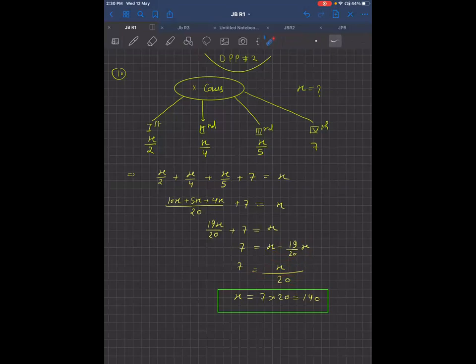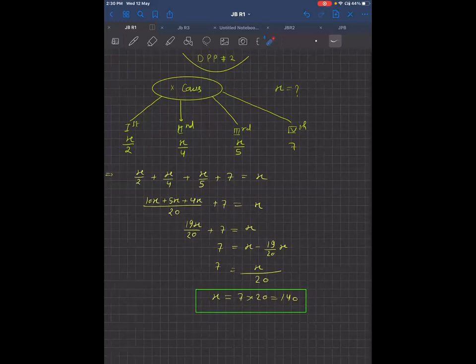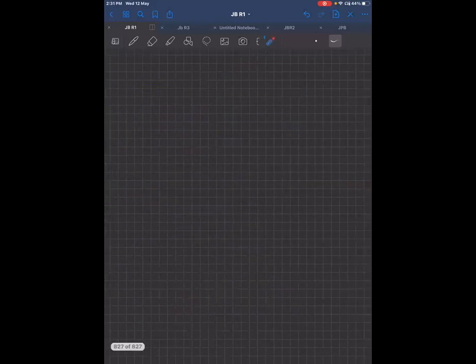Yes, Rahul, you can start DPP3. Even tomorrow we will discuss DPP3. Okay, so can I change this page? If this is done, let me know. Good. So next, question number 11.